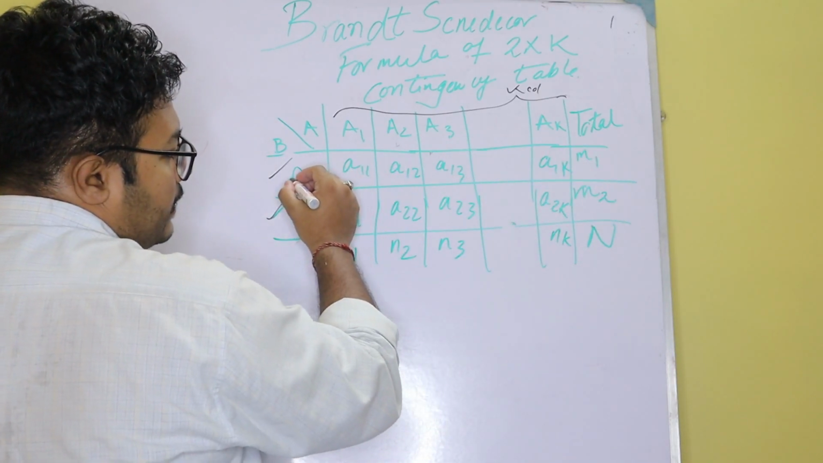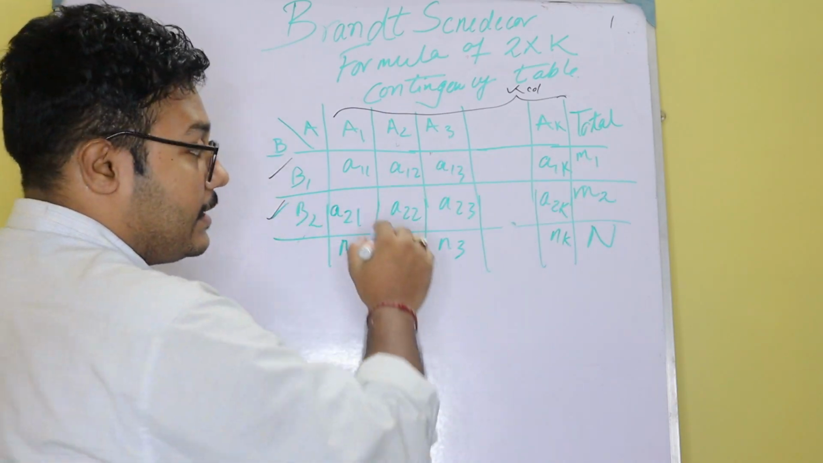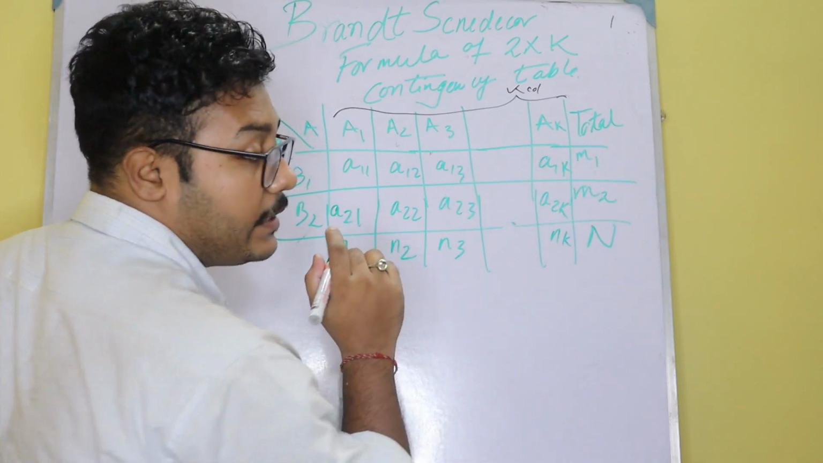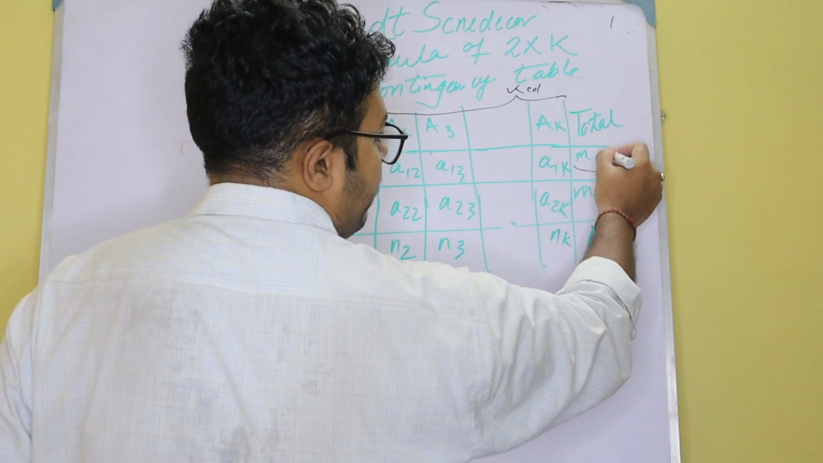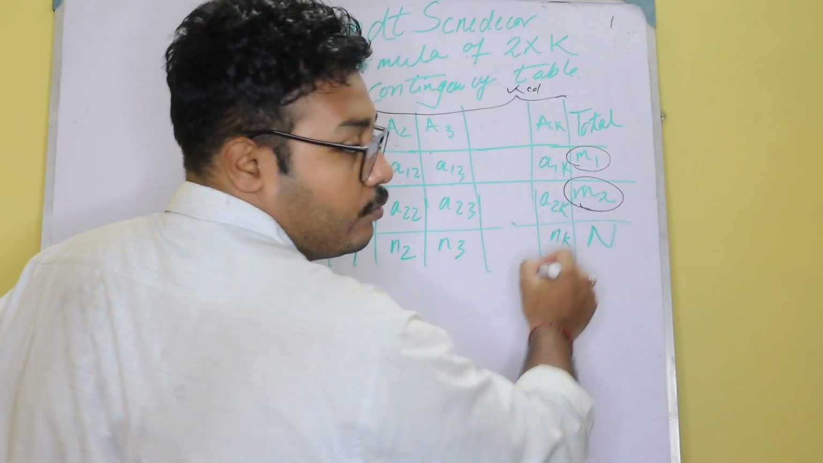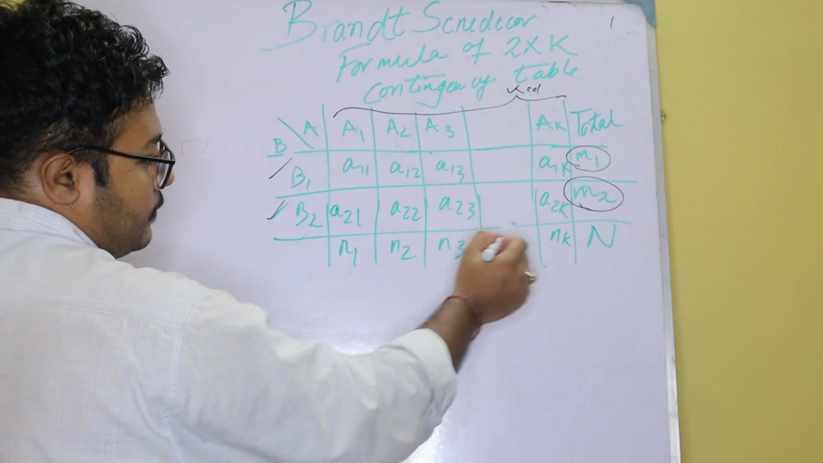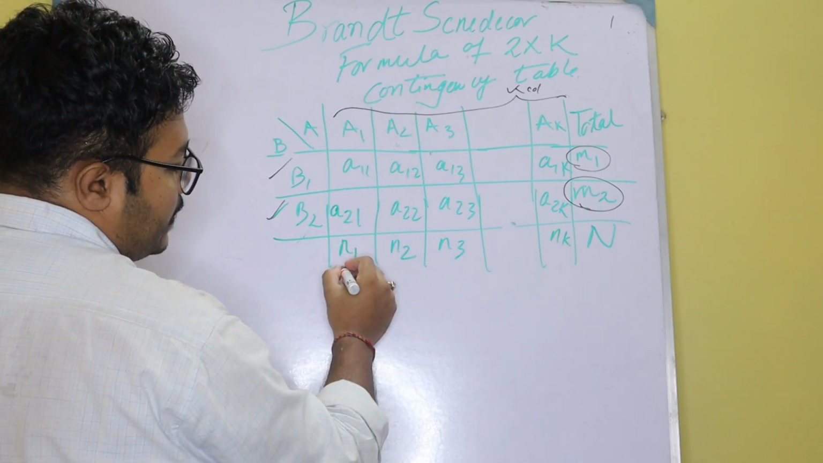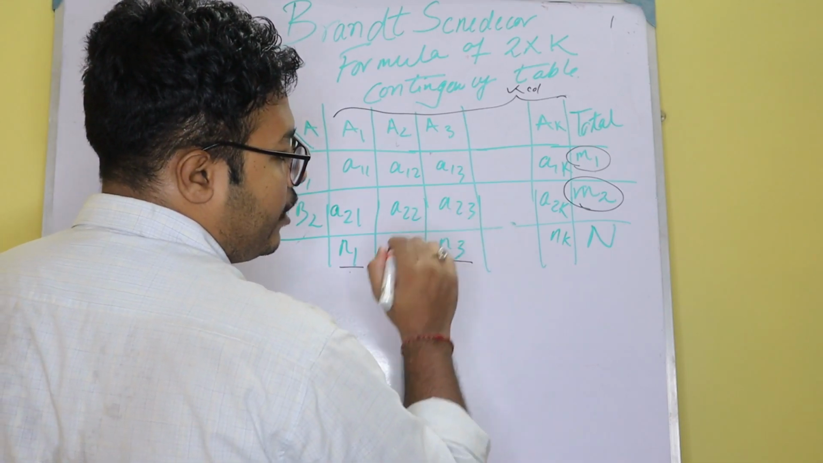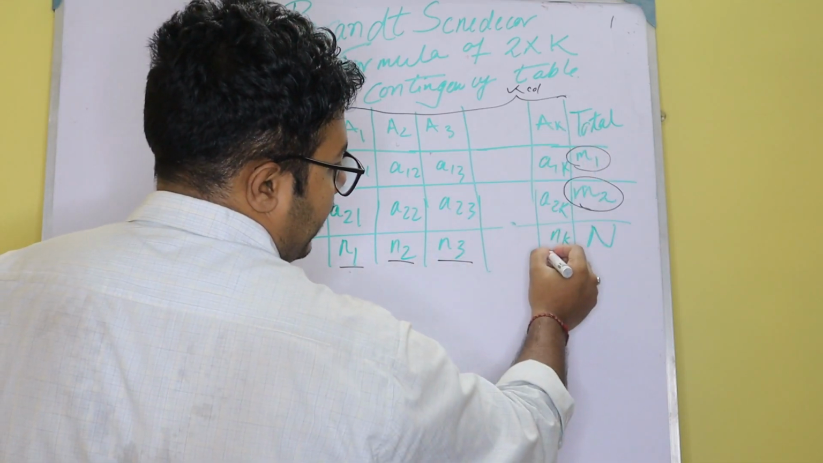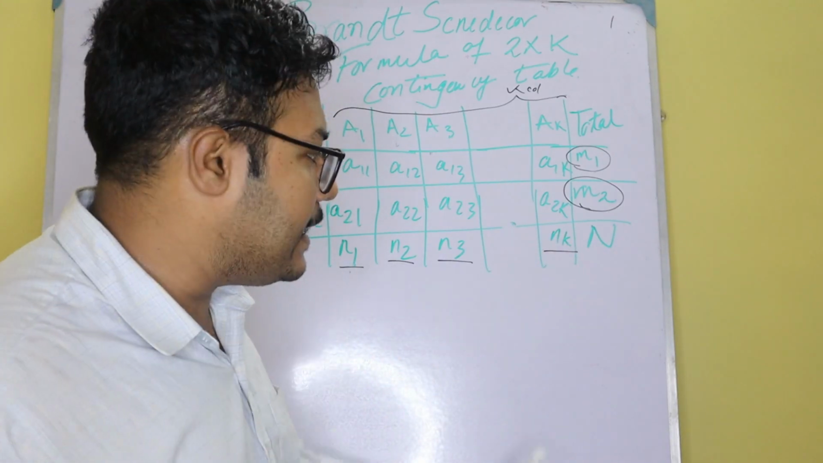From this table, the sums of the rows are denoted as M1 and M2. For the first row, the sum of the total row is M1, and for the second row, the sum of all the elements of the second row is M2. I have written here M1 and M2. Now, for these columns, the sum of the first column is N1, the sum of the second column is N2, the sum of the third column is N3, and it will go on, and the sum of the Kth column is N suffix K.